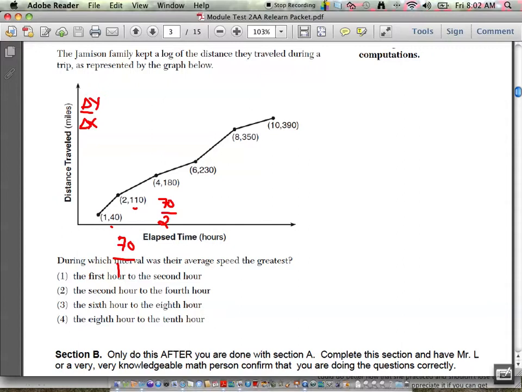For this interval here, 230 minus 180 is 50, and 6 minus 4 is 2. Over here, 350 minus 230 is 120, and 8 minus 6 is 2. And over here, 390 minus that is 40, and then 10 minus 8 is 2. So if I break these all down, I get 70, 35, 25, 60, and 20. So the fastest one is actually the interval from 1 to 2 hours, or the first to the second hour. And that's the correct choice.